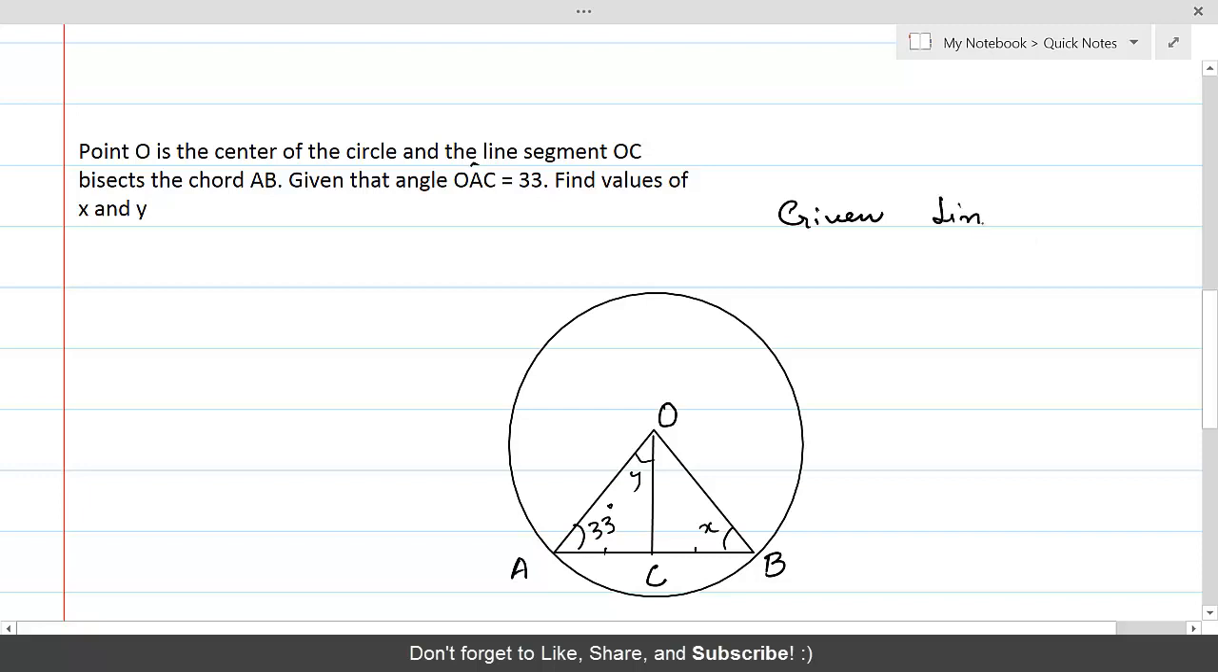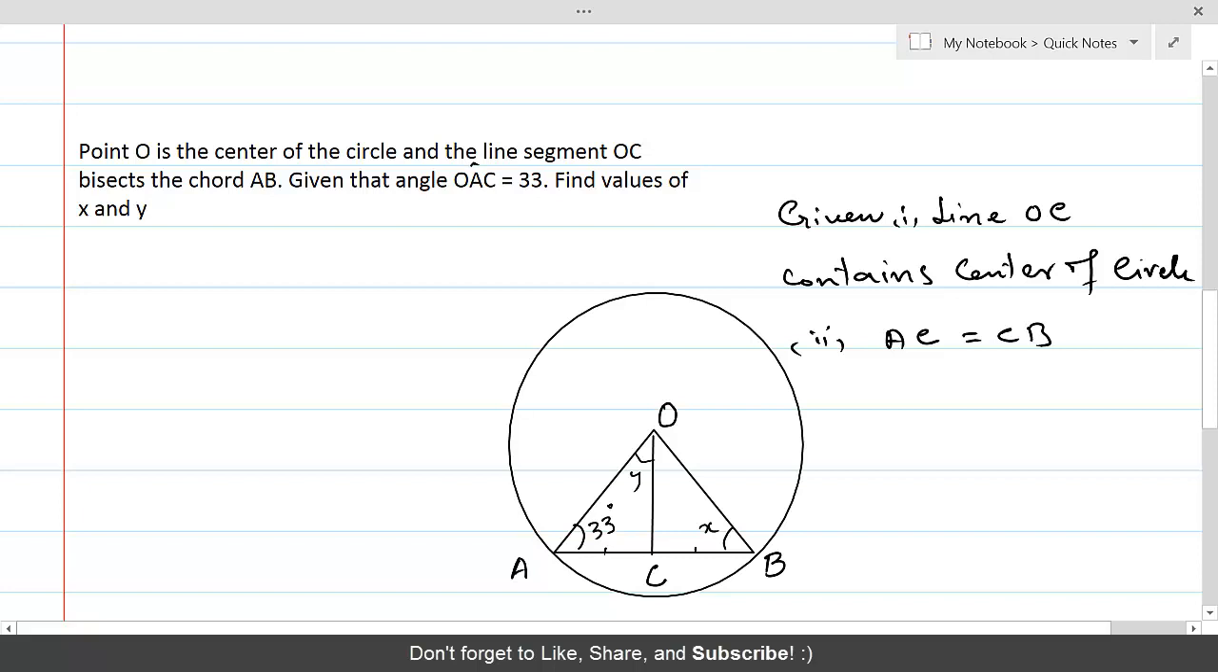Line OC contains the center of the circle and also it bisects the chord. And so this is one thing that is given, and two is given that AC is equal to CB, means that C bisects the chord.